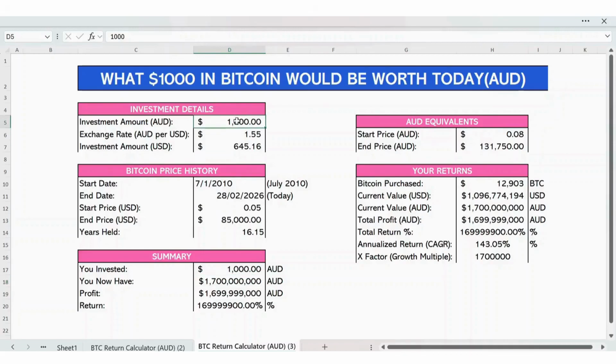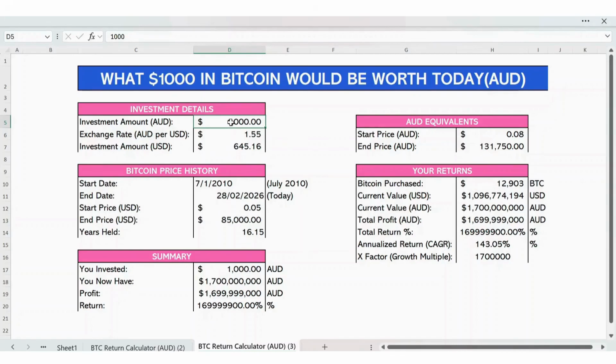Look at this number right here, 1.7 billion Australian dollars. That's what $1,000 invested in Bitcoin in 2010 would be worth today. I'm going to walk you through this Excel sheet and show you exactly how we get to that number.